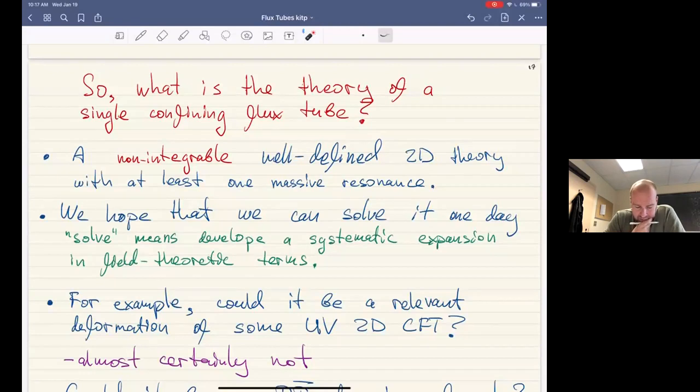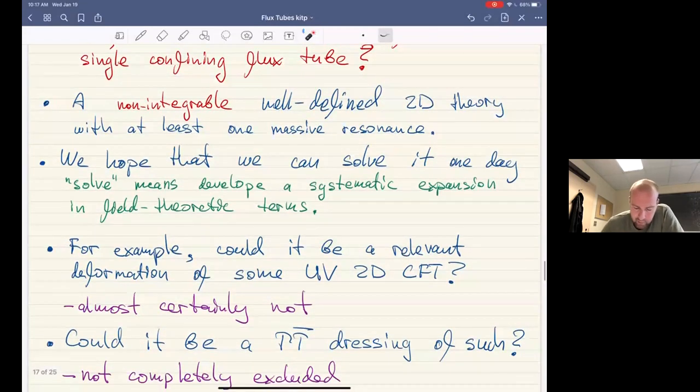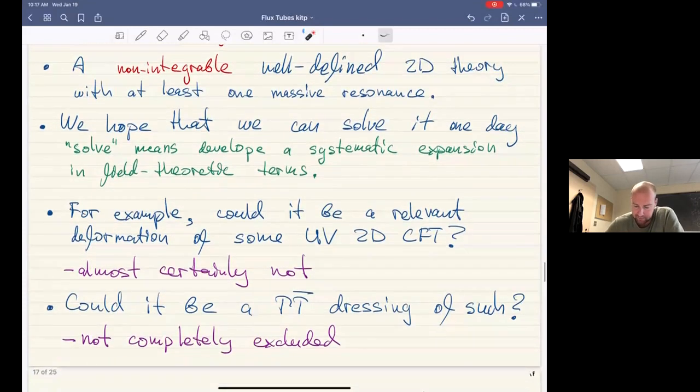The future directions part. So what did we learn about the theory of a single confining flux tube? It's a non-integrable, well-defined two-dimensional theory with at least one massive resonance. And we hope that we can solve this two-dimensional theory one day. Of course, because it's non-integrable, we'll never write some analytic expression, but solve means develop a systematic expansion in some field theoretic terms, as opposed to using lattice.